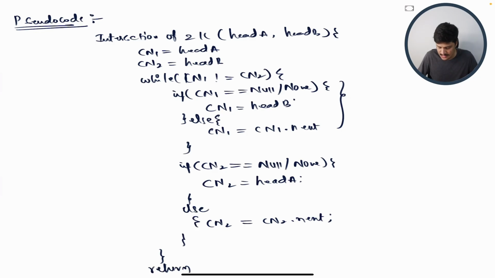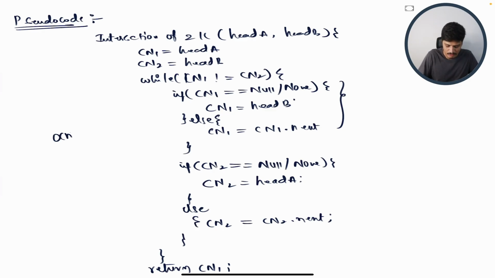If there is any intersection, they will meet there. If not, anyway we are going to the next node, and both of them will reach the end. In that case, we will not have any intersection point. Both of them will be pointing to null or None in that case also. So it's completely up to us whether we want to return cn1 or cn2, as they will point to the same node. Okay, so that is the pseudocode.